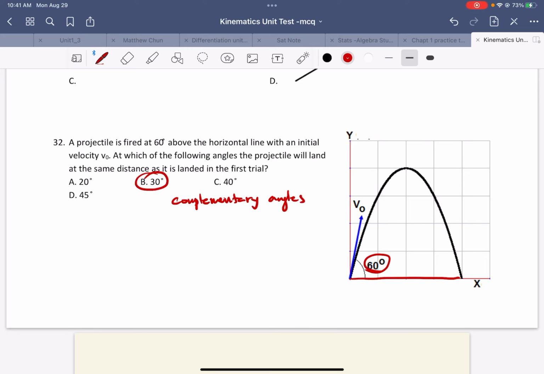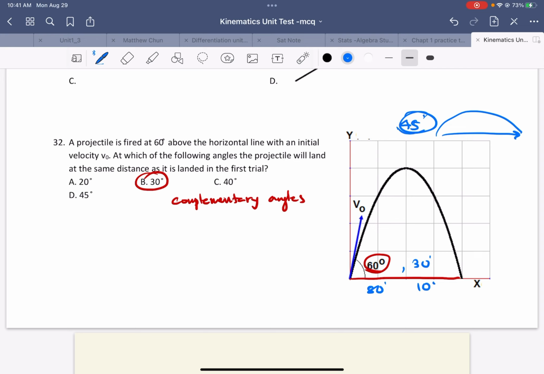Well, why is it like that? So think about it. Maximum is 45 degrees. To go the farthest away is always 45 degrees. It's good to remember. But 60 and 30 degrees end up with the same distance. Like let's say an 80 degrees angle, then 10 degrees is also the same distance you're going to land, because they are complementary angles.